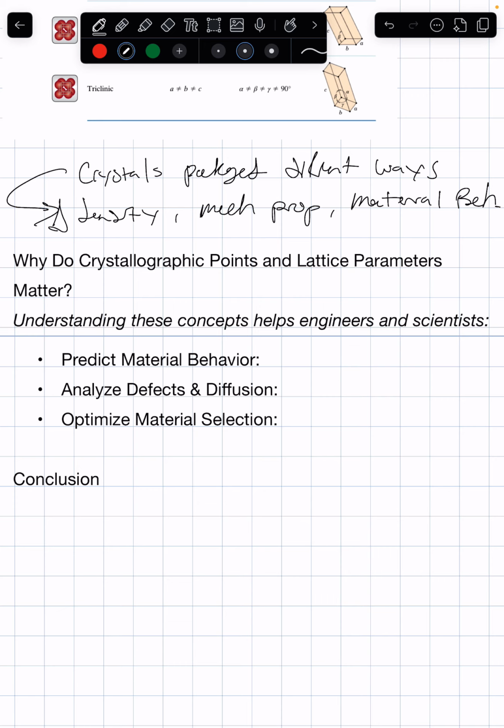crystallographic concepts. So, to wrap things up, crystallographic points describe atomic positions inside the unit cells using fractional coordinates. Lattice parameters are the 7 crystal systems that determine the material properties. Make sure that you're familiar with those. And then these principles are crucial for material selection, processing, and engineering applications.